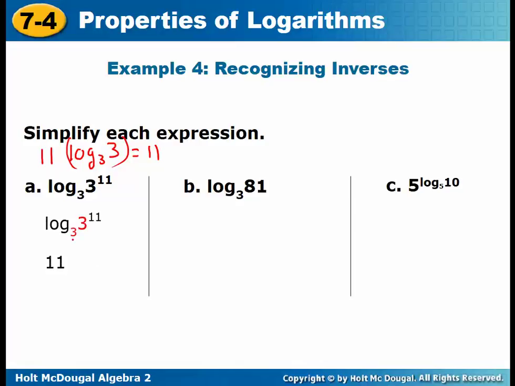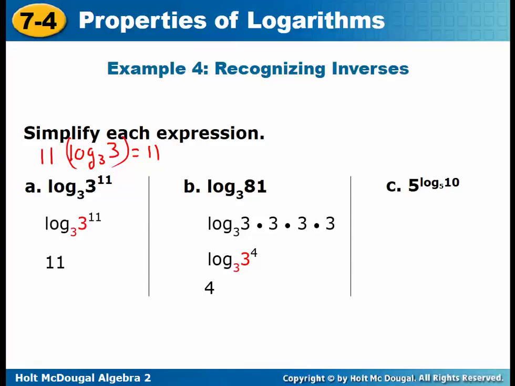See the 3's and the 3's here? Log base 3 of 81. It doesn't look like it's an inverse situation yet, but what if we rewrote 81 as 3 to the 4th power? Now we see that 3 to the 4th power, and here we have log base 3. So there's the 3's and the 3's again. It's just going to be 4.